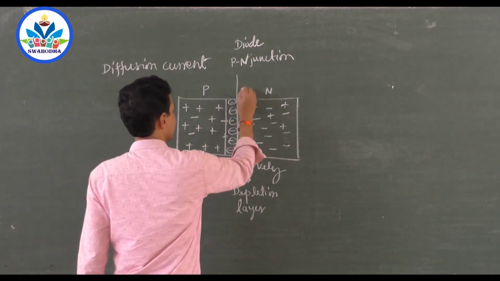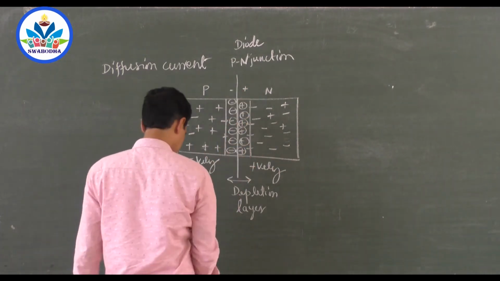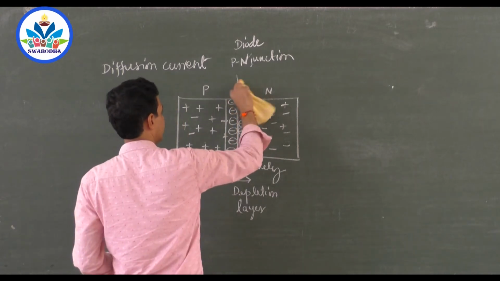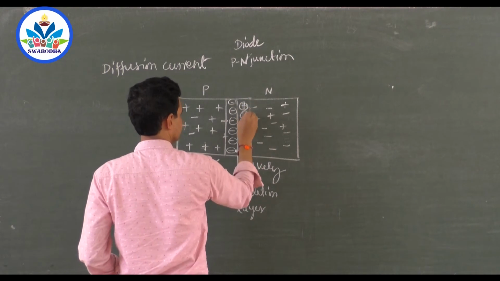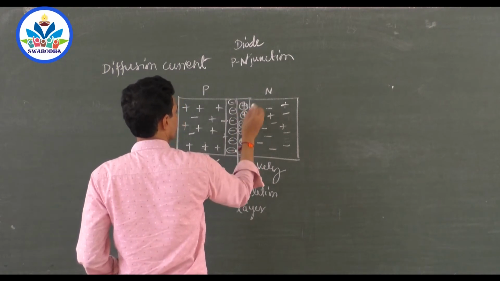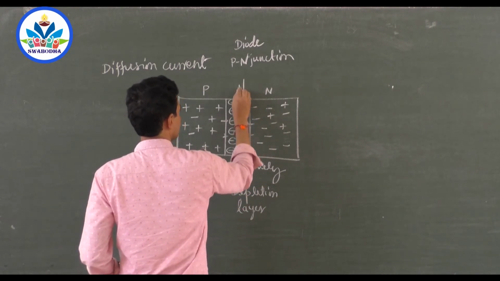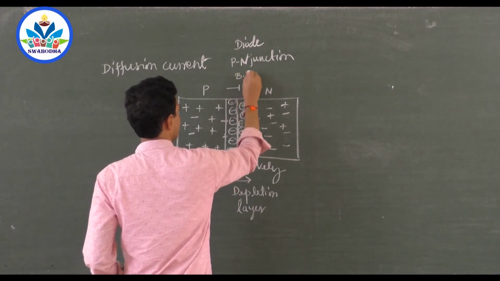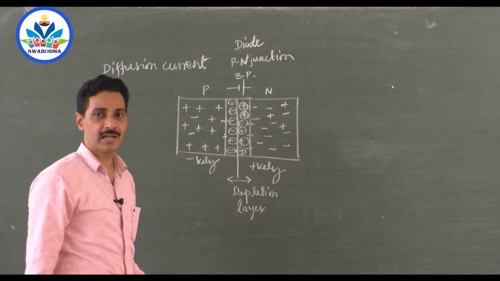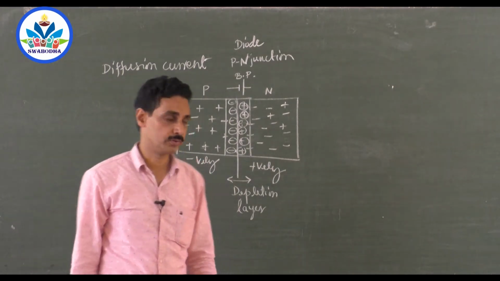So here is a plus and here is a minus. This acts like a battery. You know the symbol of a battery, right? So this itself, junction itself, acts like a battery. Okay, so this acts like a positive, this acts like a negative. This is like a battery, and this is barrier potential. Barrier potential avoids the further migration of electrons and holes.